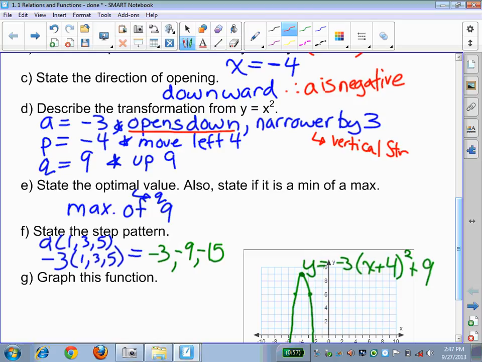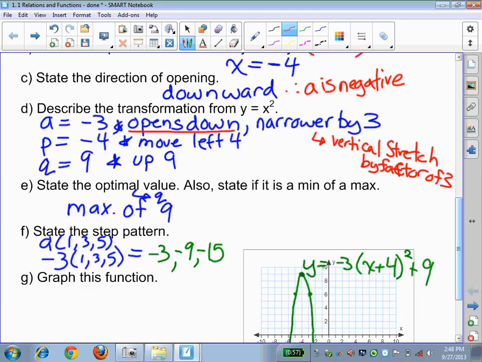stretch by a factor of 3. Okay, vertical stretch by a factor of 3. p is -4, which means it moves to the left 4. And q equals 9, which means it goes up 9.